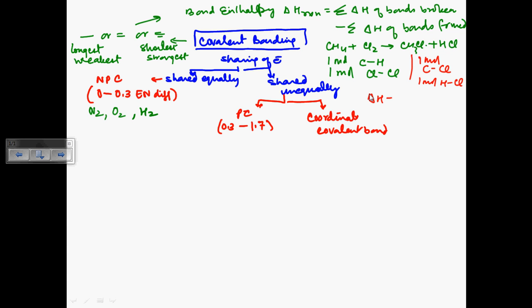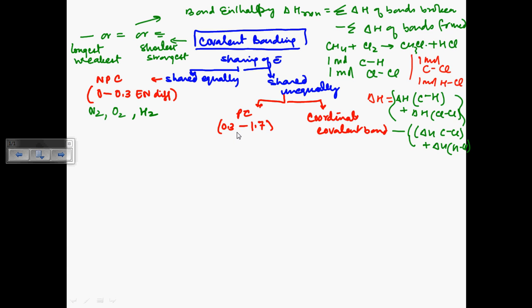So delta H will be here, bonds broken, so delta H of CH bond plus delta H of Cl-Cl bond minus delta H of CCl plus delta H of HCl bond. So in these types of problems, be sure to write out the expanded structure or structural formula so you can see clearly what bonds are breaking and what bonds are forming.